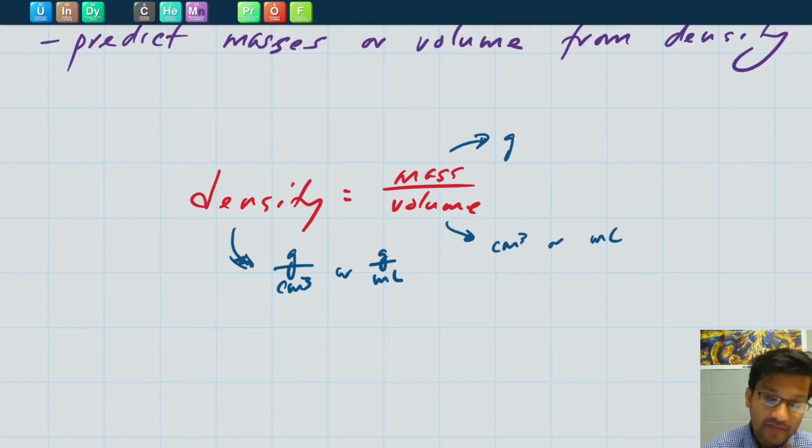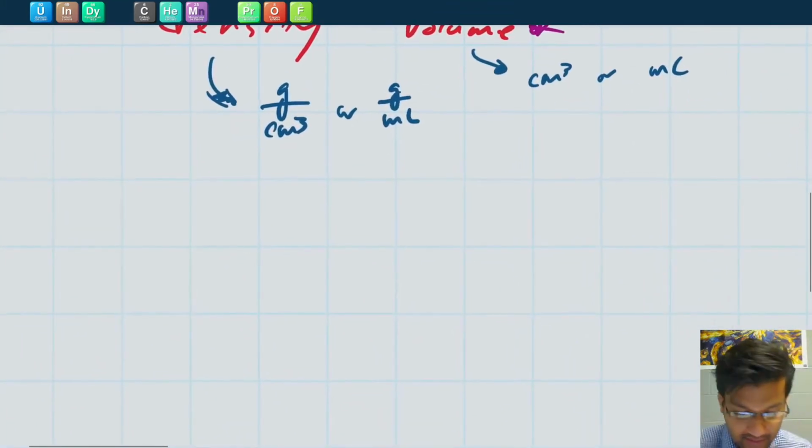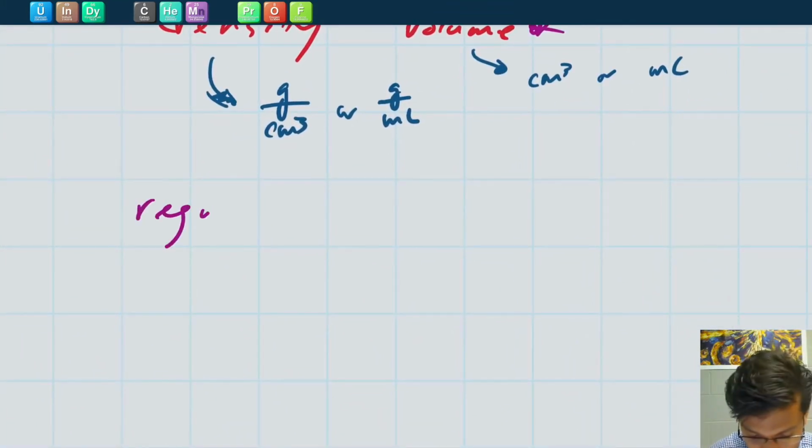So if we wanted to find the density of an object, all we had to do was find the mass of that object, find the volume of that object, divide the two, and we get the density. So let's look at that. Let's look at regularly shaped objects.